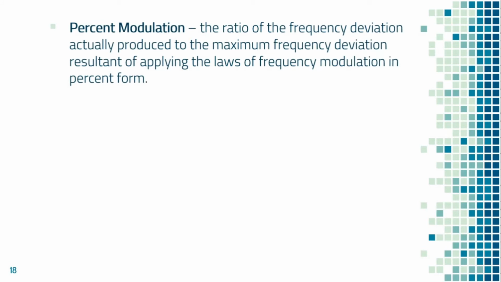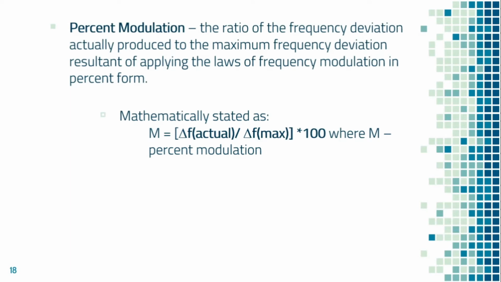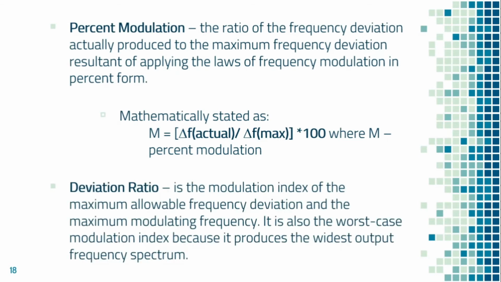Percent modulation is the ratio of the frequency deviation actually produced to the maximum frequency deviation allowed. It is mathematically stated as M is equals to delta F actual over delta F max times 100. Pwedeng M is percent modulation, so pwede rin percent modulation yung denotion. So, ano naman yung deviation ratio? Deviation ratio is the modulation index of the maximum allowable frequency deviation and the maximum modulating frequency. It is also the worst case modulation index because it produces the widest output frequency spectrum.